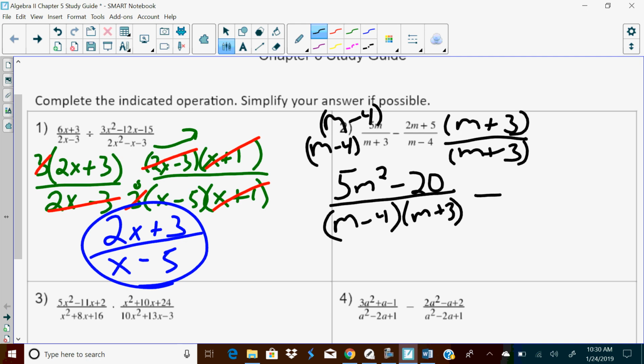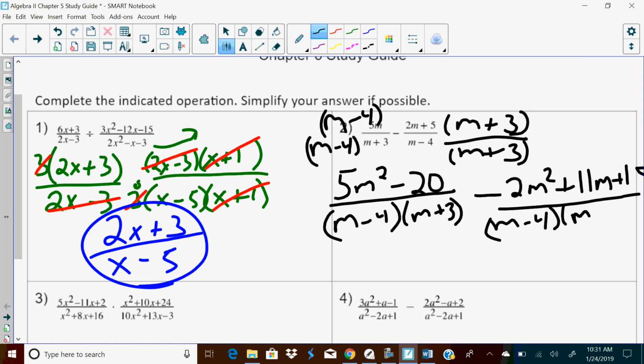minus, on the top on the other side, I have to distribute it. So I'm going to get 2m squared plus 11m plus 15 over m minus 4 m plus 3. So then when I combine like terms, I do 5m squared minus 2m squared, which is going to give me a 3m squared.